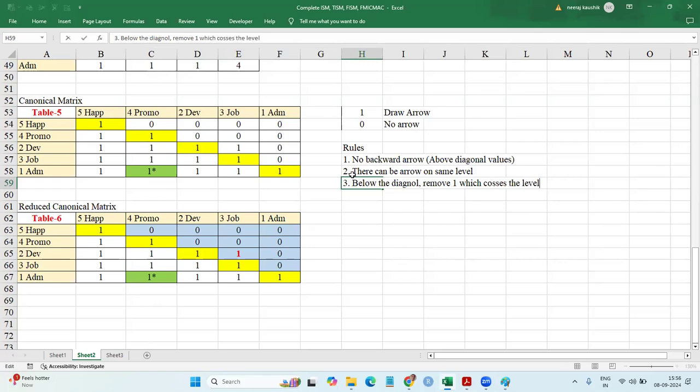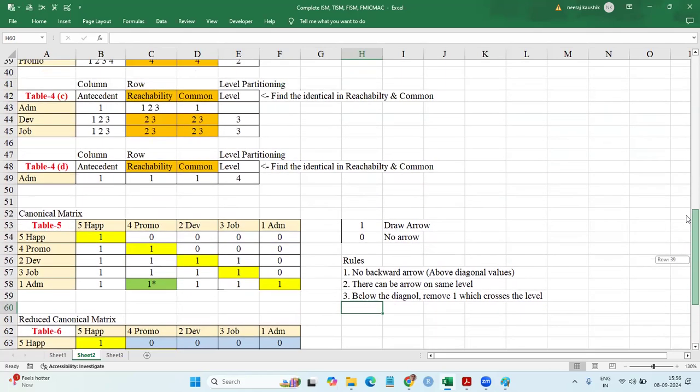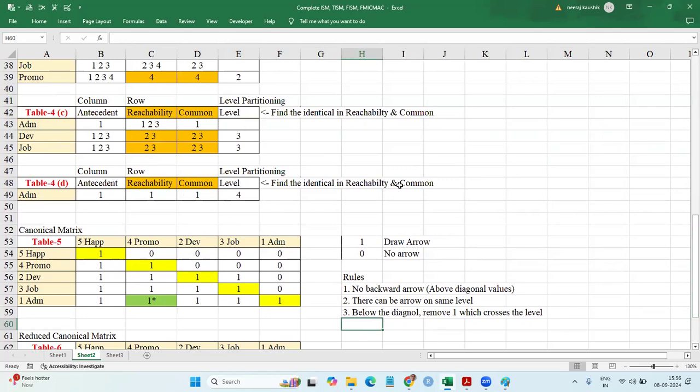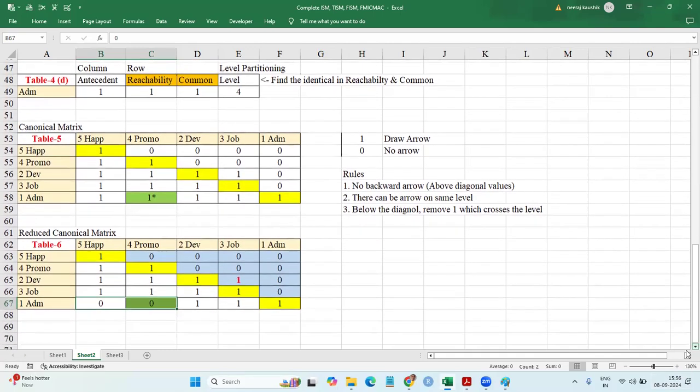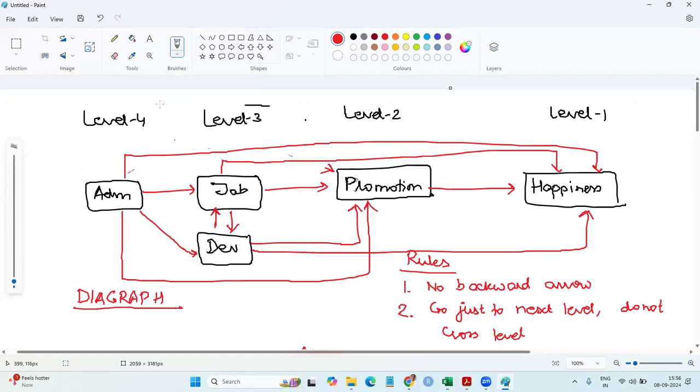level. Meaning of crosses is, like from here, the level is admission and job and development. So from admission, we can put to the job and development. These we need to remove. Make it as 1. Make both as 1. Why so? See, look at this diagram. Basically, we have to remove from admission any other arrow than the next level. Any other jumping is not allowed.